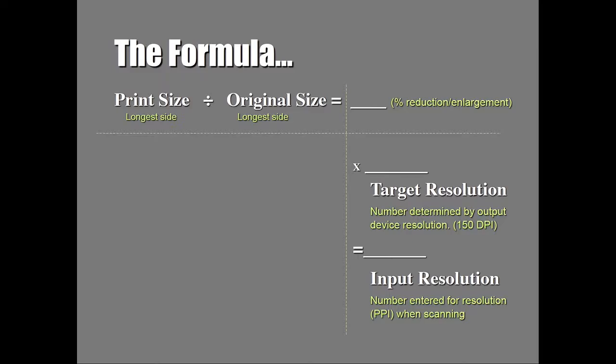So if it's in the print, it's going to be 5 inches wide, but in reality, it's 16 inches wide. Those are the numbers I would put in. All right? So print size divided by original size equals, and you put a little line there. That little line is where we're going to get the percent reduction or enlargement, right? So if you ever need to know how to scale something, that's the math right there.